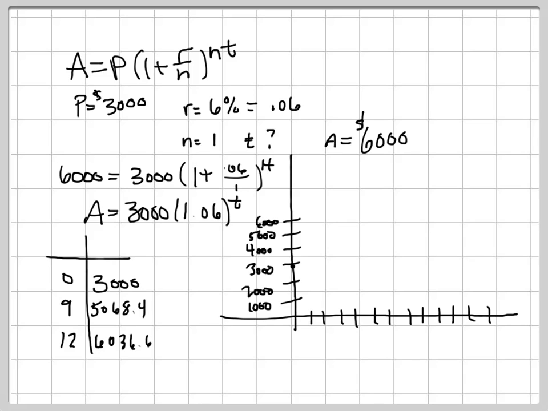If I plot my original value here, that's 1, 2, 3, 4, 5, 6, 7, 8, 9. So here's 9, and that's 12. If I go up to 9, I'm up at 5,068, so it's about right here. And 12 was just over 6,000. This is definitely a slower interest rate, 1.06, so the amount of curvature is pretty slow.